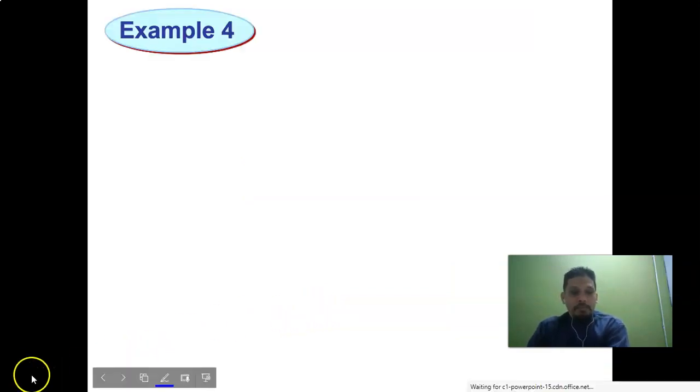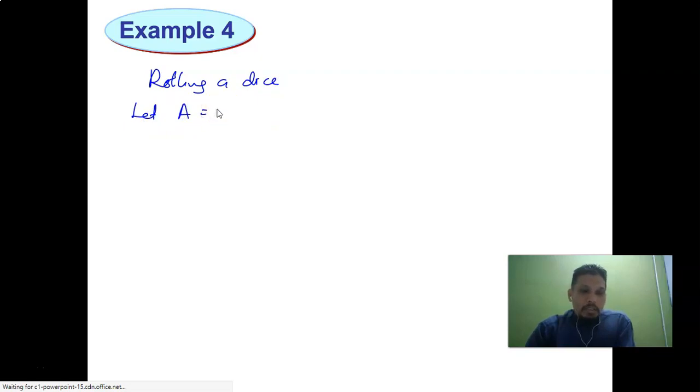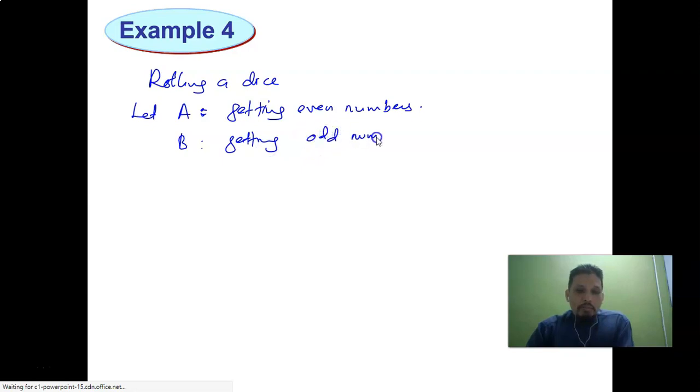Example 4. Okay, so for example 4, when we are rolling a dice. Okay, so let's say we come up with the event of A, event of A getting even numbers, and B getting odd numbers. Okay, so for A, even numbers from the dice, which is 2, 4, and 6, while B is 1, 3, and 5.